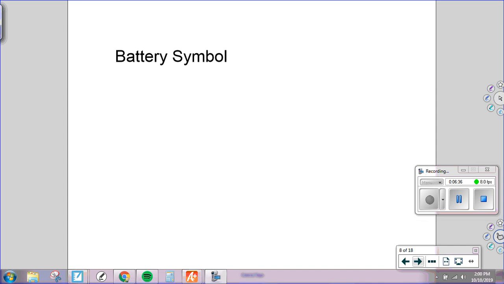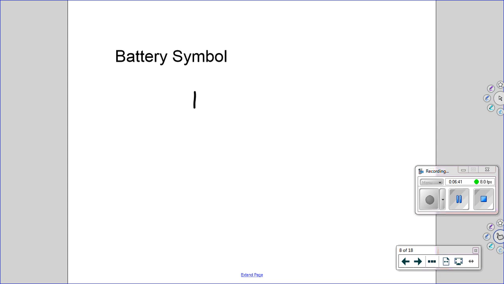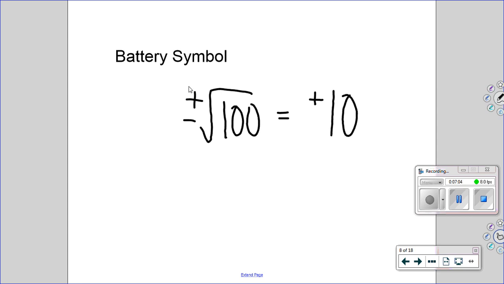So, we're going to talk about something called a battery symbol. Your book is going to use this a lot. You're going to see a problem like this, so please write this down. It's going to have a plus minus outside of it, and then a square root of 100. We kind of refer to that as the battery symbol, because the square root of 100 actually has two answers, not just one. It could be positive 10, or it could be negative 10, because negative 10 times negative 10 is positive 100.